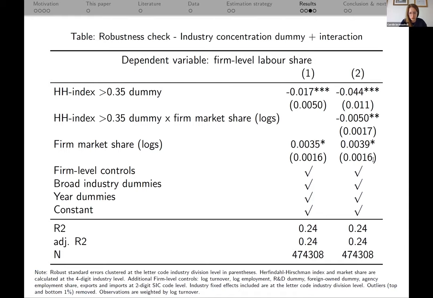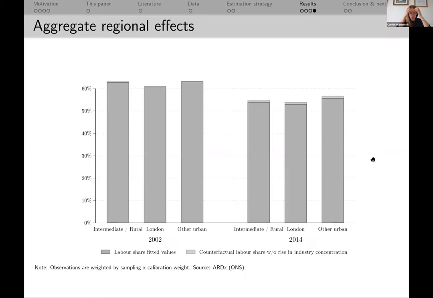So lastly, and as I said, this is probably the least well-developed part of the paper yet, I'm trying to get at the regional effects. What I'm doing is constructing a counterfactual to see what labor shares would have been had industry concentration not increased. So I'm imputing, for each firm in each year, their market share as it would have been in 2002. Some firms are in the sample in 2002. For others, I'm imputing it based on a regression and extrapolation from 2002.